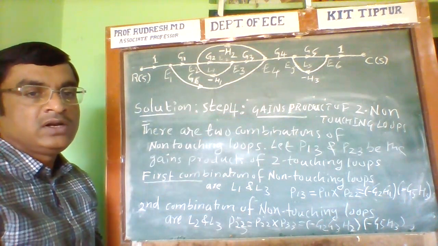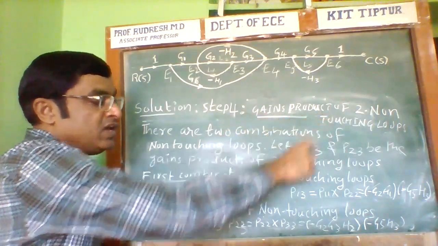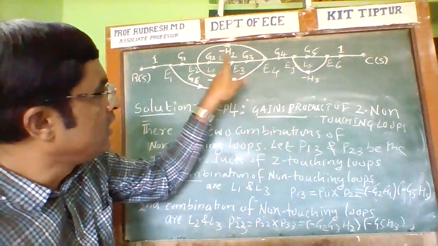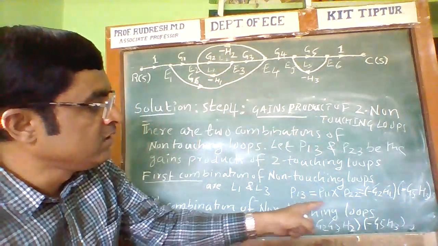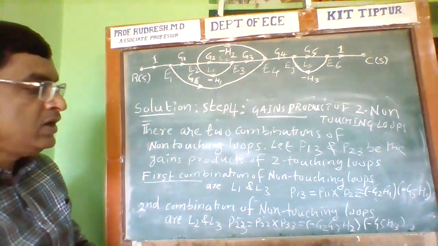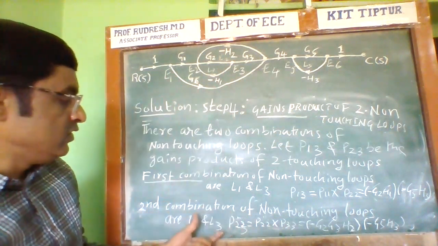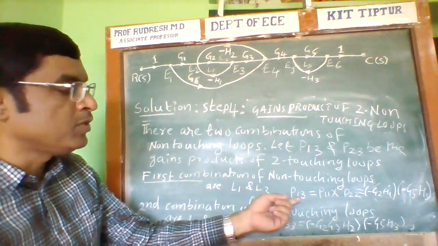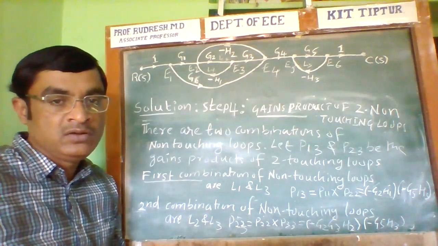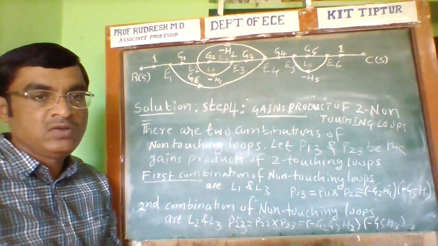What is delta? Delta is equal to 1 minus the sum of individual loop gains plus the sum of gains products of two non-touching loops. We need to add this. This is the gains multiplication. This is the L1 loop gain and this is the L2 loop gain. We need to multiply, and we'll get an answer. Minus into minus is plus. Therefore, G2, G5, H1 and H2. Similarly, here also we need to multiply. This is the product of two loop gains. P23 is also the product of the L2 and L3 loop gains. You have to substitute in the delta. Delta is equal to 1 minus the sum of individual loop gains plus the non-touching products. There we need to substitute, then we will get the delta.